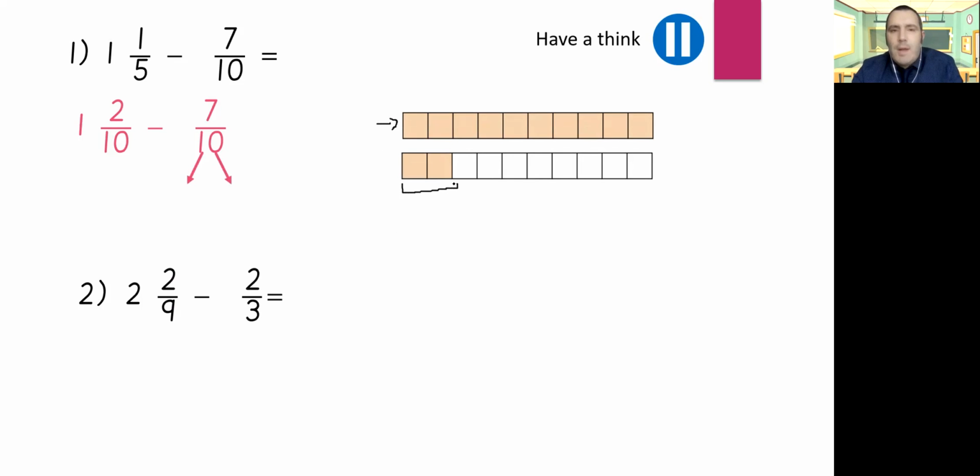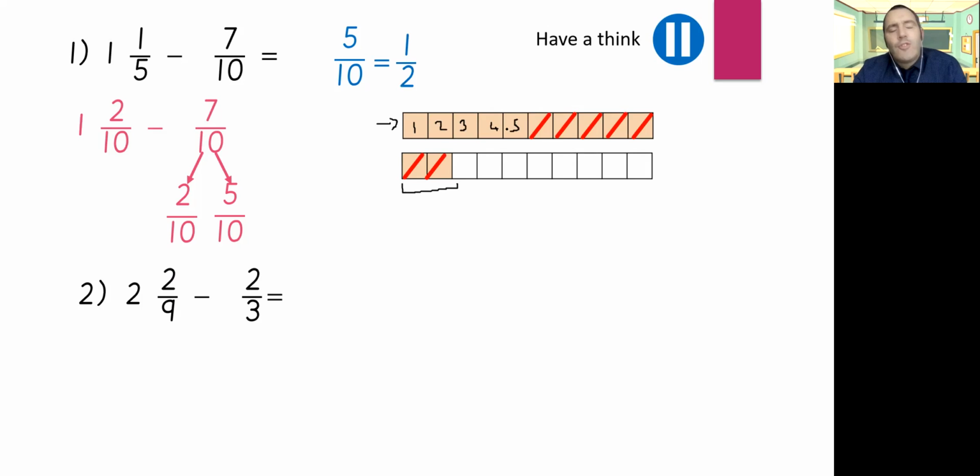So I need to split my 7. I'm going to take 2 away, which will get me back to 1 whole, which are these 2 here. And then I take away the 5, which leaves me with 5/10. So we can just go back and check: 1, 2, 3, 4, 5. And 5/10, I know 5 and 10 are both in the 5 times table, so that one is equivalent to 1/2.